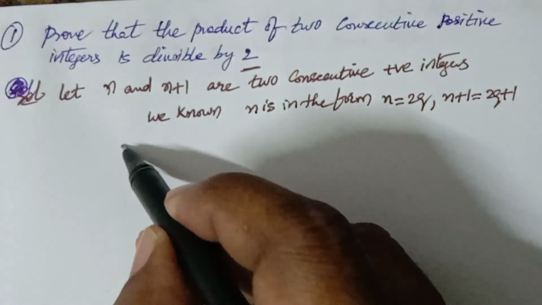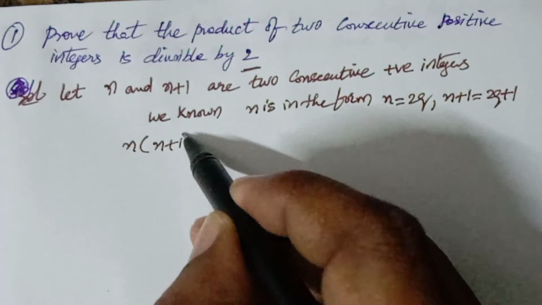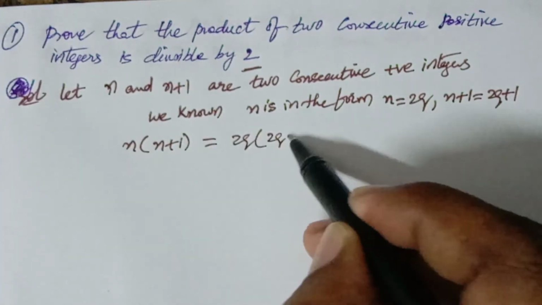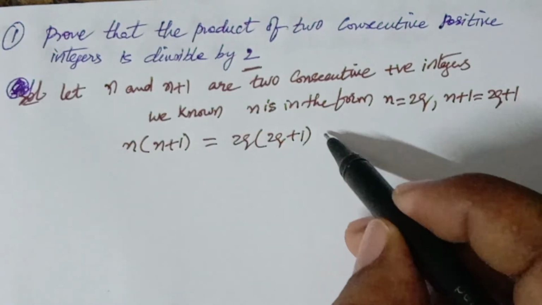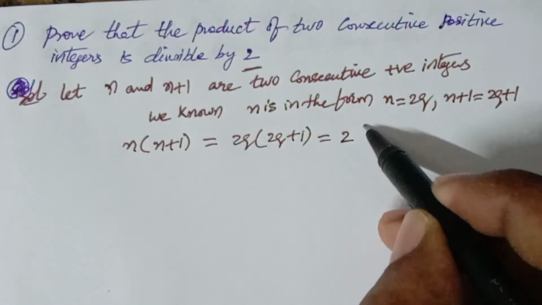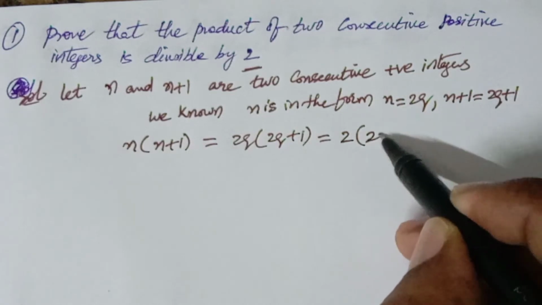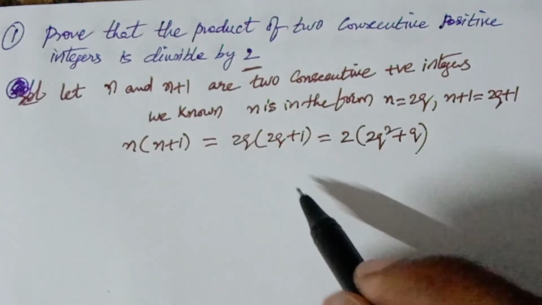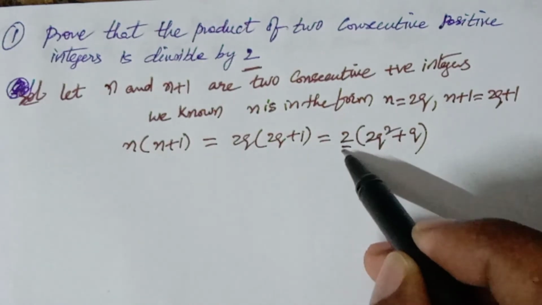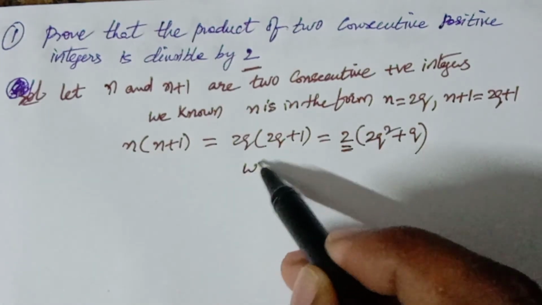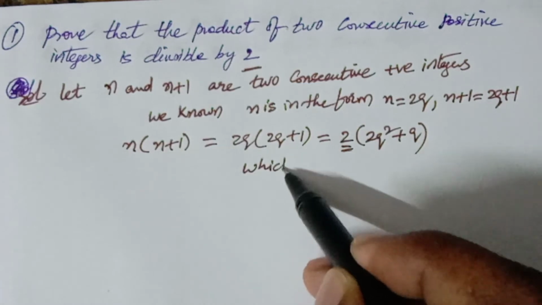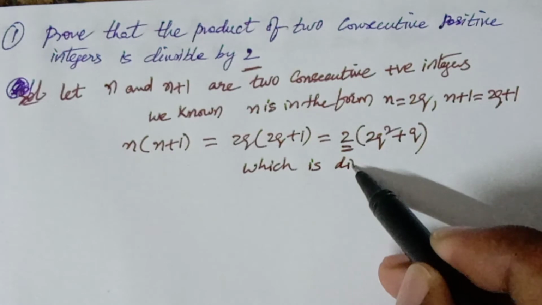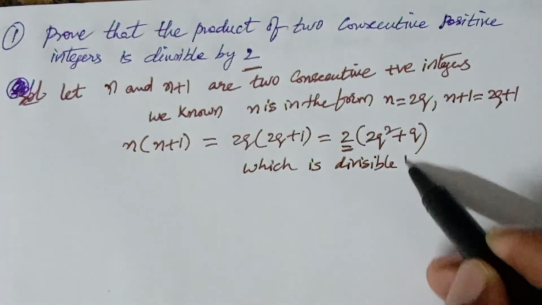Now we are asked to find the product. n into n plus 1, we are finding the product now: 2q into 2q plus 1. Here 2 you are taking common, sending q inside: 2 into (2q square plus q). So here 2 is common, therefore which is divisible by 2.